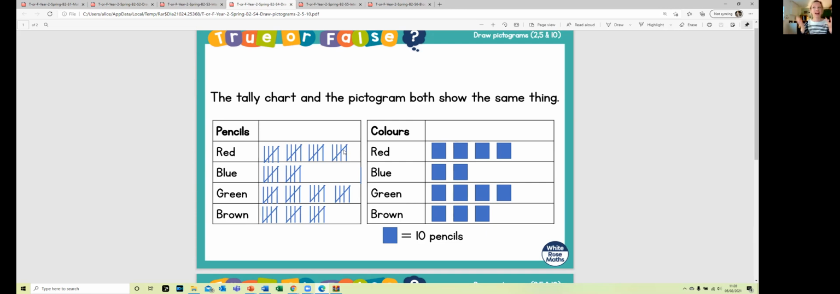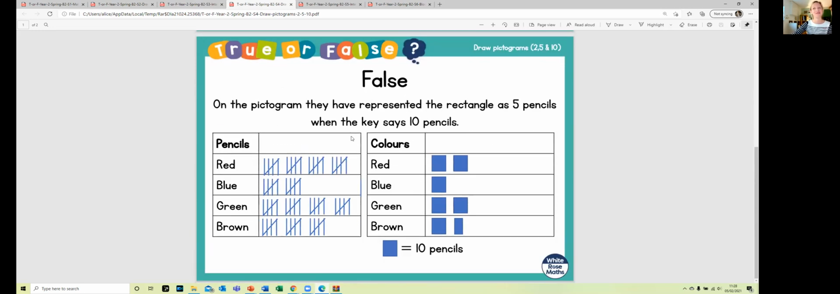So can you see that it looks like they're the same initially, but when you realise that the tally chart is grouped in 5s and the pictogram is grouped in 10s, they're not showing the same data. It's not showing the same amount for each one. And then in the answers, this is where I'm confused. In the answers, it's showing you how it should look for them to be the same. Like that. You see? Half the amount.